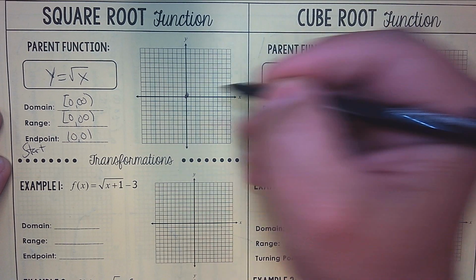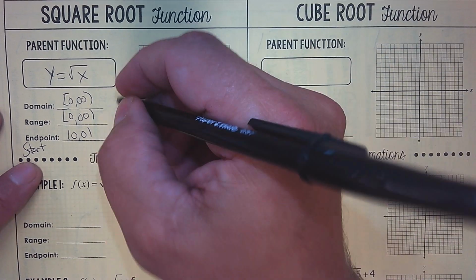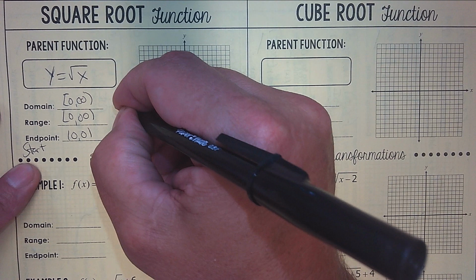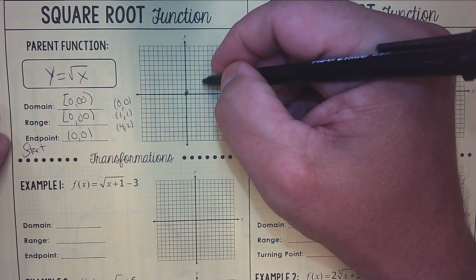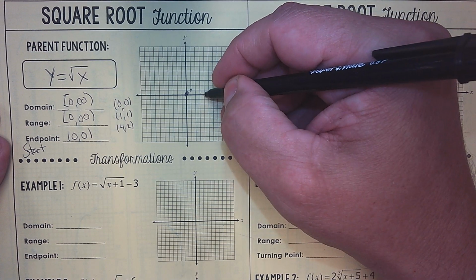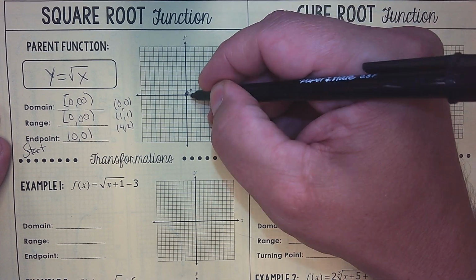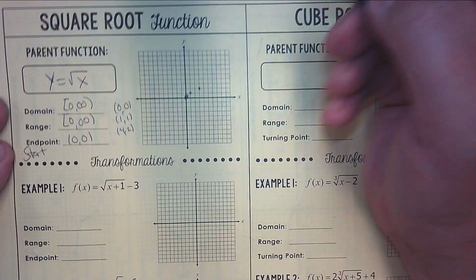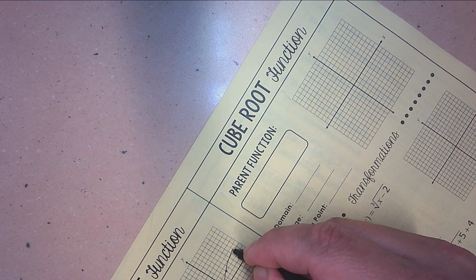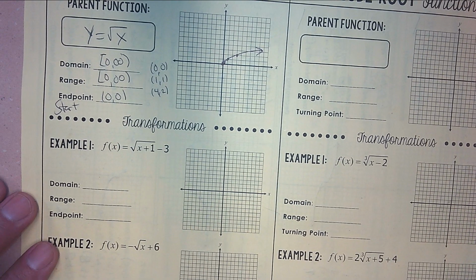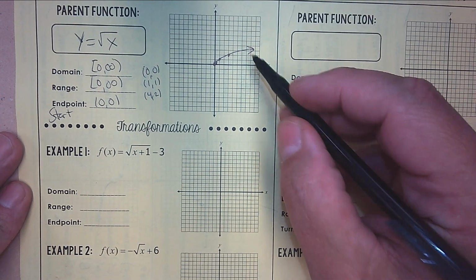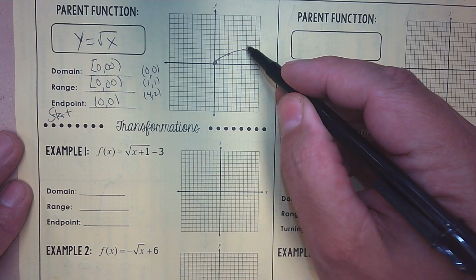So what are some points that we use? So 0, 0, the square root of 1 is 1, and the square root of 4 is 2. So there's the picture of a square root function. It kind of looks like a sideways parabola, but just the top half.